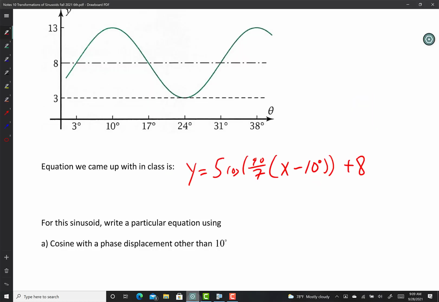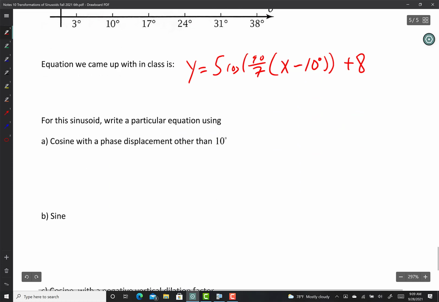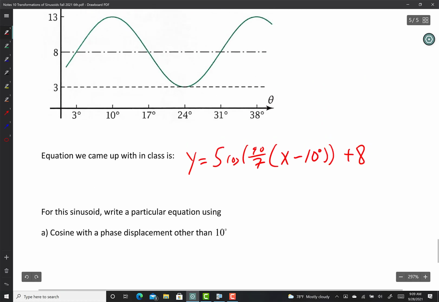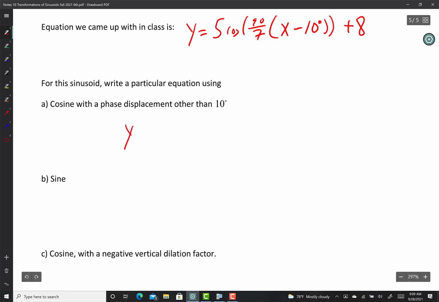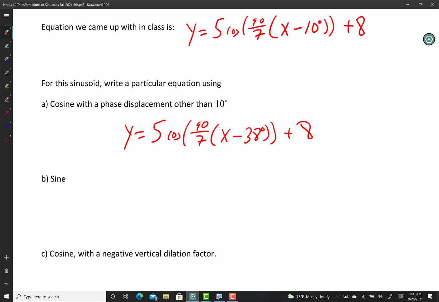All right, let's go back. Here we go. For this sinusoid, write a particular equation using cosine with a phase displacement other than 10. So they want me to do the same thing, but a different phase displacement. So not 10. Give me another one. 38. So I'm going to write y equals 5 cosine 90 over 7, parenthesis, x minus 38 degrees, close, close, plus 8. And that's it. You're done. It's the same graph. Cool or not cool?